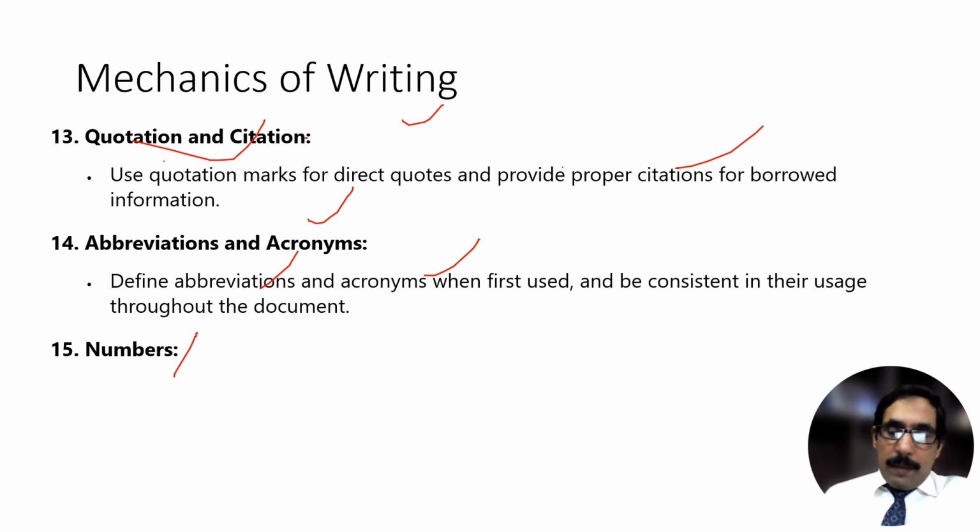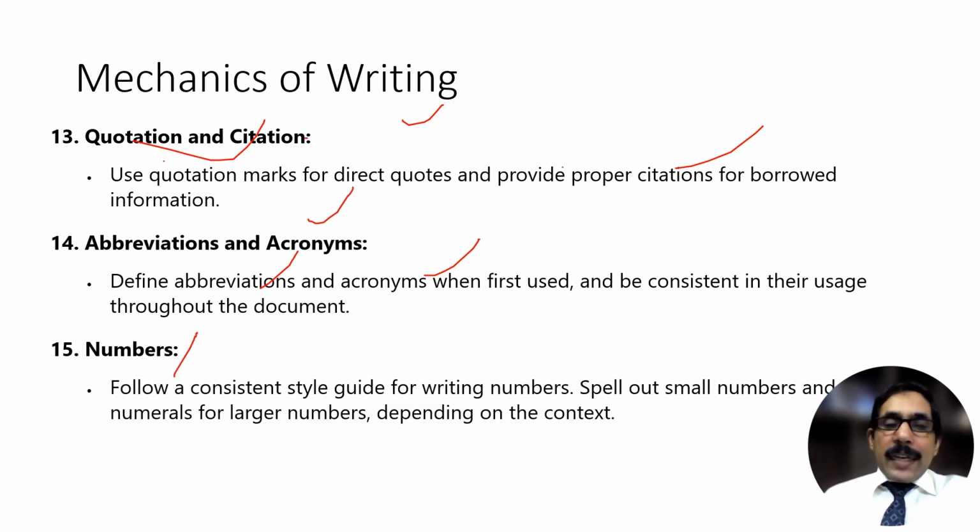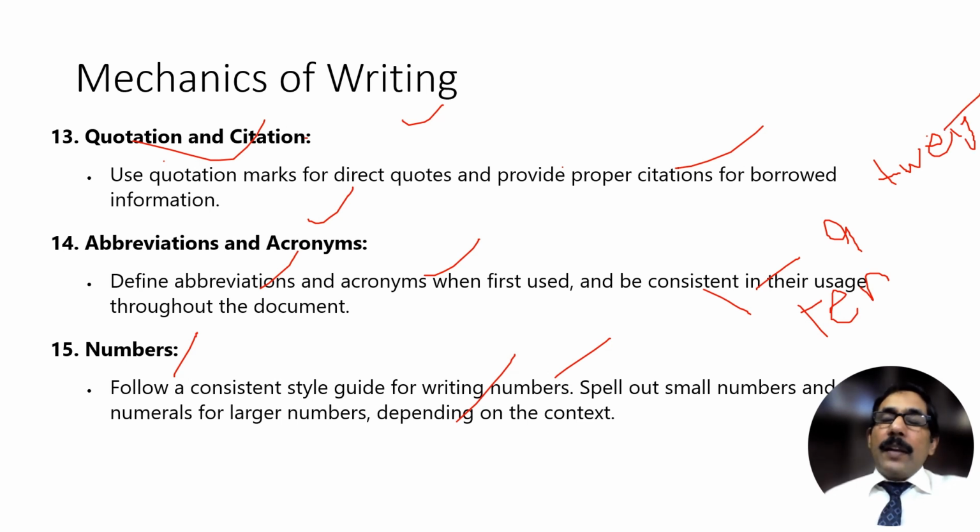Numbers. Next one is numbers. Follow a consistent style guide for writing numbers. Spell out the numbers and use numerals for larger numbers, depending on the context. Generally 1 to 9 are written as words, and after 9 they may be written as numerals, like 10, 20. Similarly, if the sentence is starting with a number, then it must be in words.